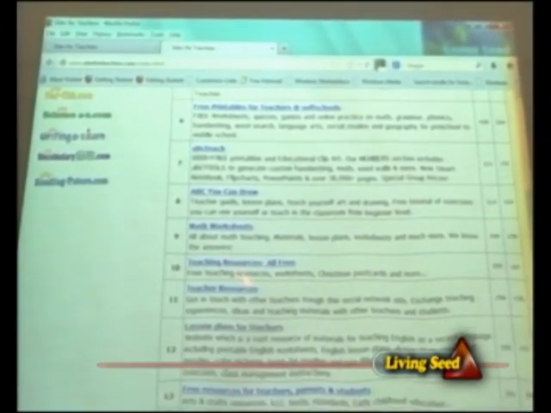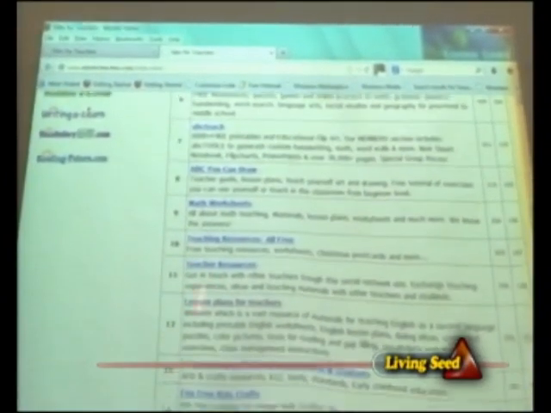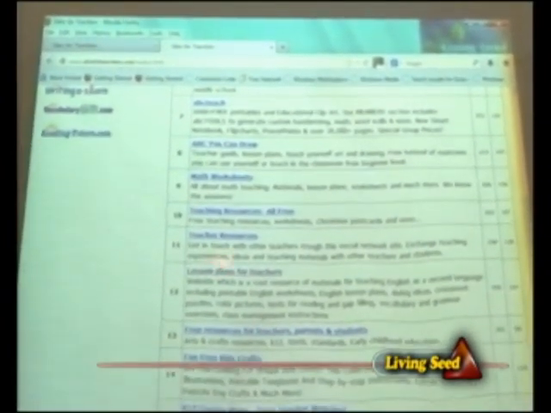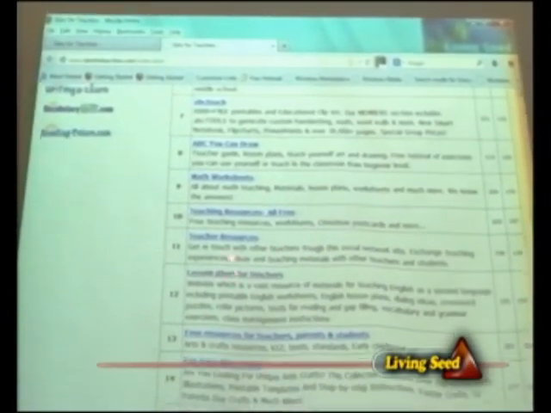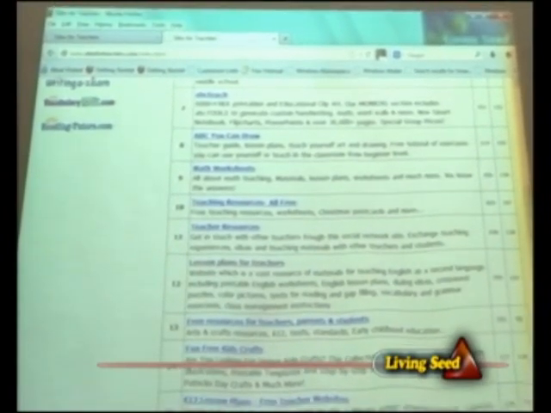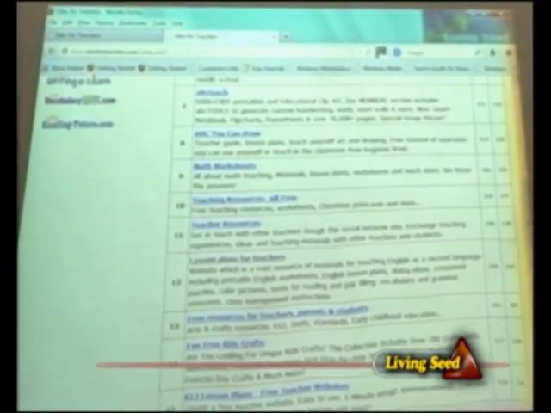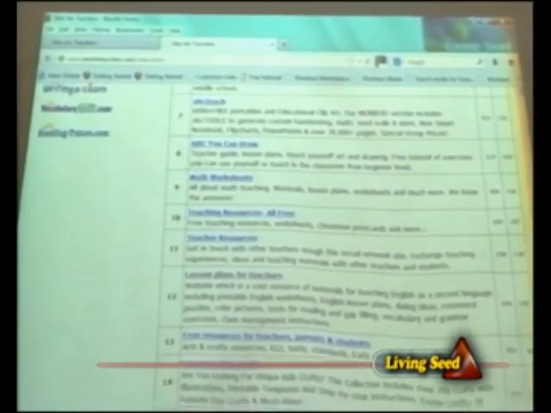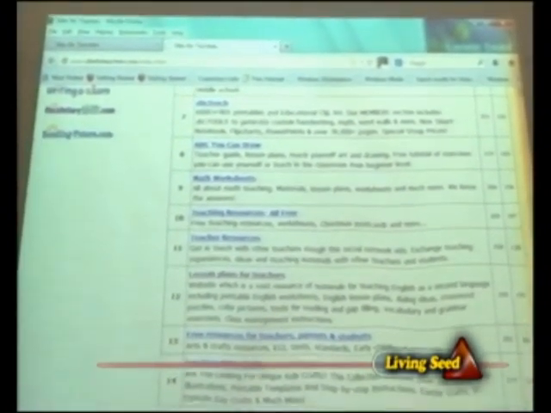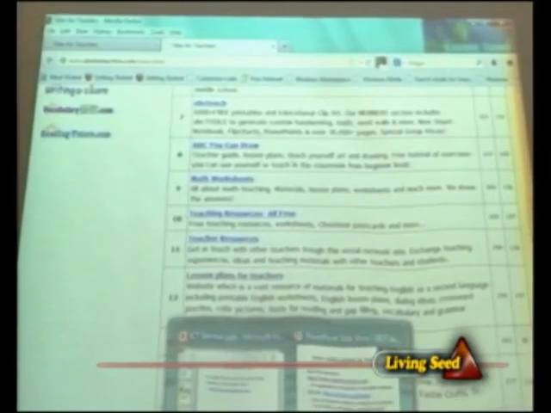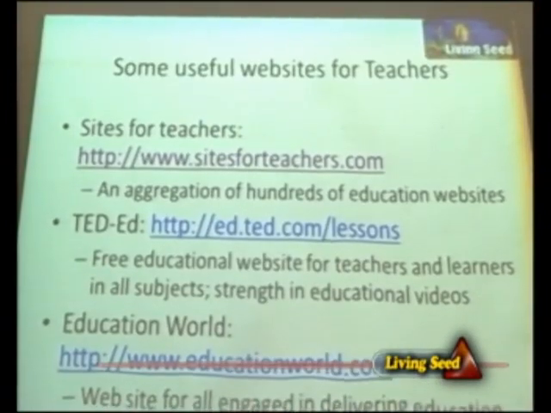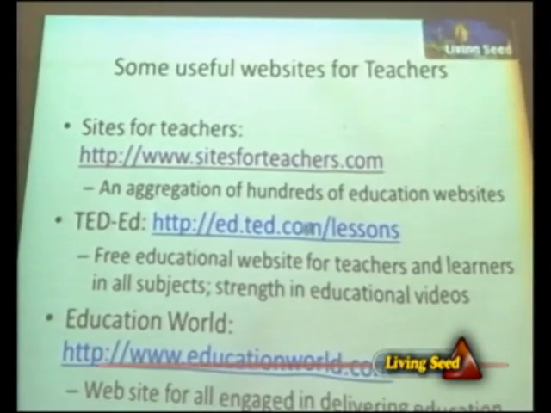Then teacher resources. That's another one. It says, this is more like a blog. Get in touch with other teachers through this social network site. Exchange teaching experiences, ideas, and teaching materials with other teachers and students. So you can be in Boko here, and you are online, maybe for just 5 minutes, and you got the address of somebody who was also online. And you say, please, how do you do this in your own school? And you can be sure that person will respond.